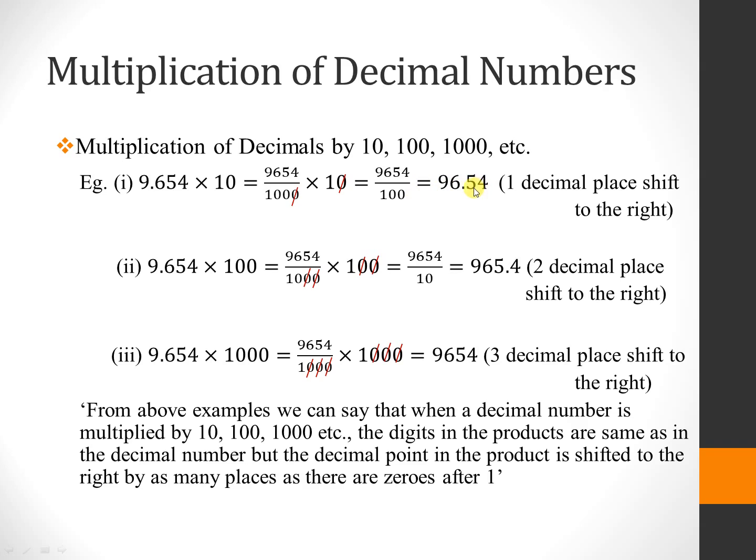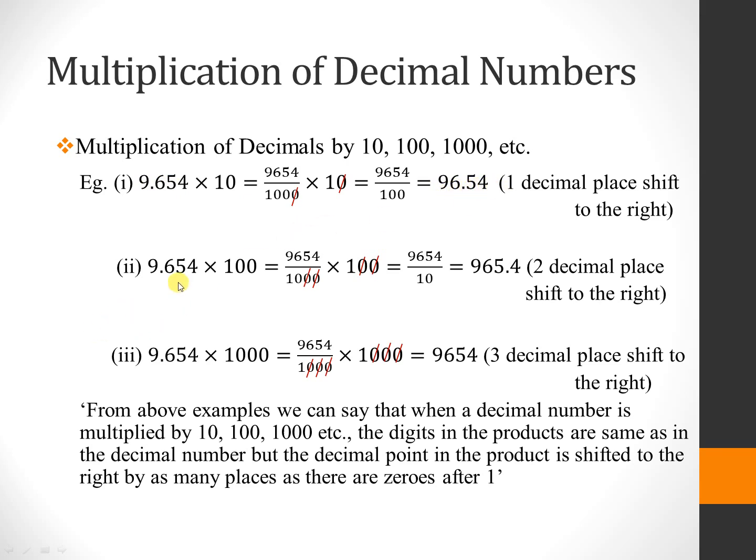Now if you have noticed, when we multiply this decimal number by 10, the same digits come in the answer, but the decimal point is shifted to the right by 1 decimal place. Here the decimal point was after 9, now it has shifted 1 place to the right, so the decimal point came after 96, that is 96.54.